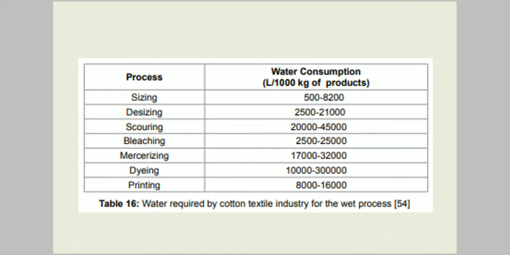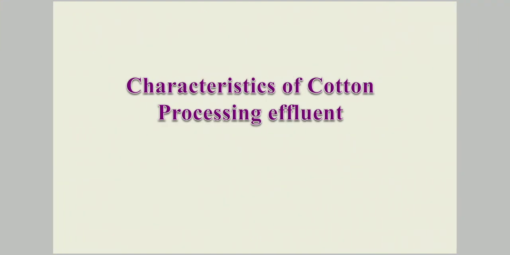Similarly, for bleaching, it ranges from 2,500 to 25,000. For mercerizing, 17,000 to 32,000. For dyeing, it varies from 10,000 to 3 lakhs. For printing, it varies from 8,000 to 16,000. So this is the water requirement for cotton processing. Next, we will see the characteristics of cotton processing effluent.